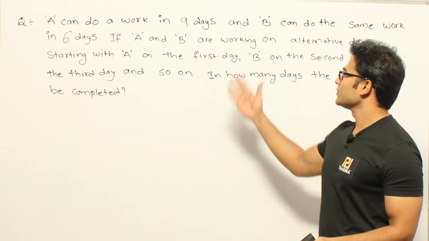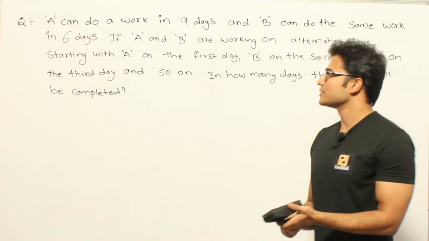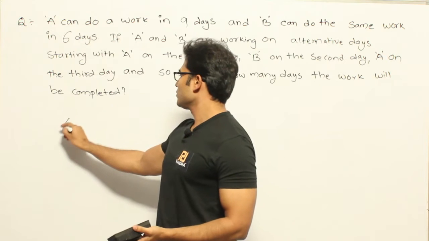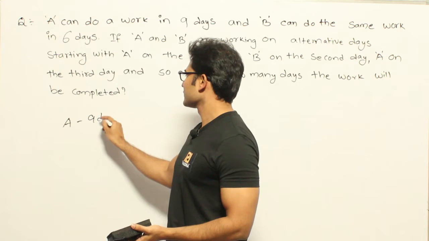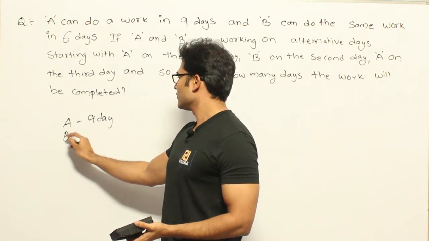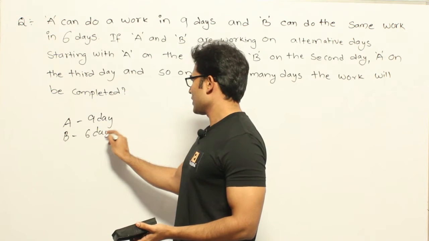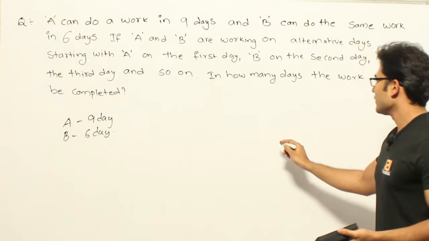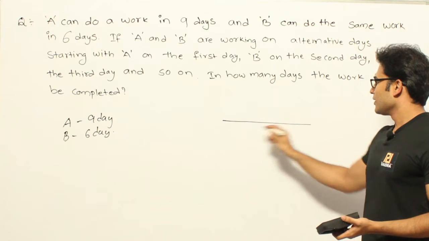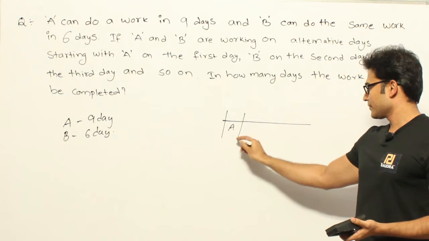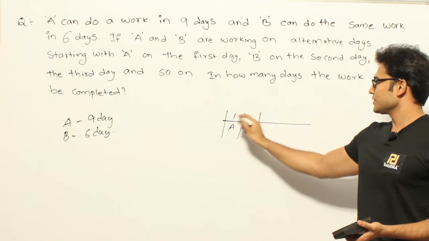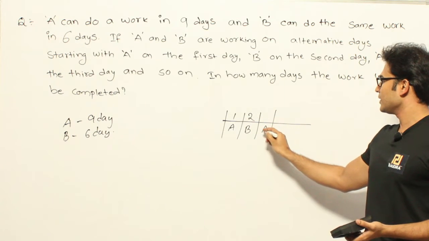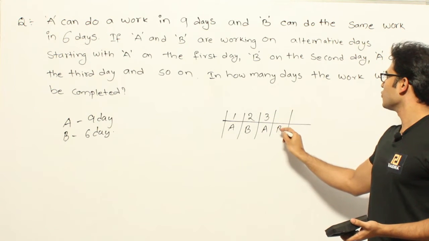Now let's see the same question with different numbers, 9 days and 6 days. So given that A can do the work in 9 days and B can do the work in 6 days, and assuming that they are working this way, A is doing the work on the first day and then B on the second day, and again A on the third day, B on the fourth day.